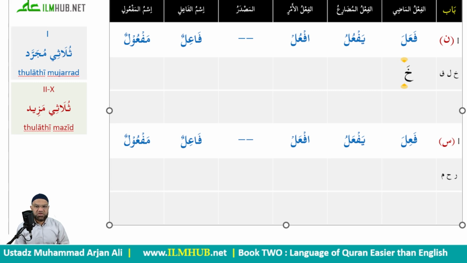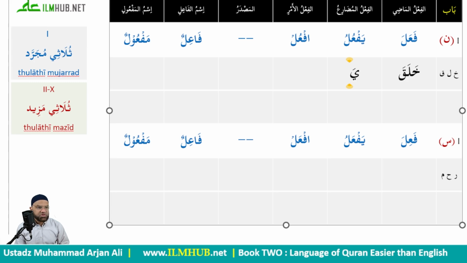Ayn is the second root letter, which has a fatha. So the second root letter I have here is lam, and the lam that's on the template follows the qaf, which is here. So khalaqa literally means he created.